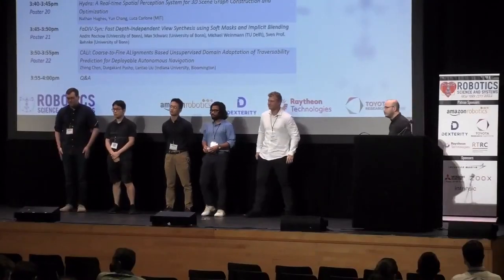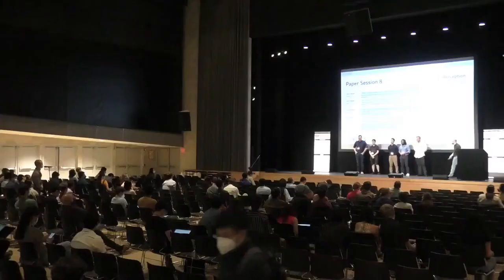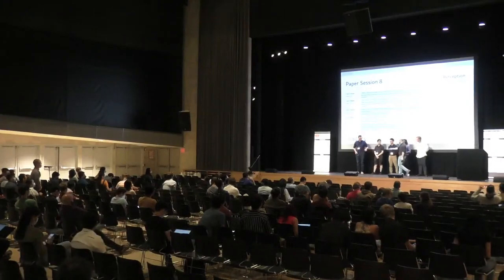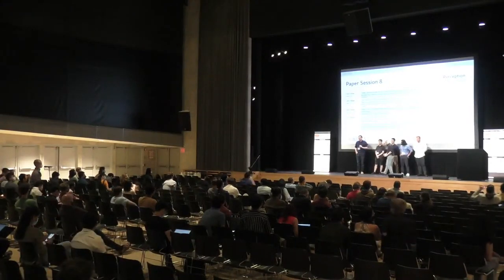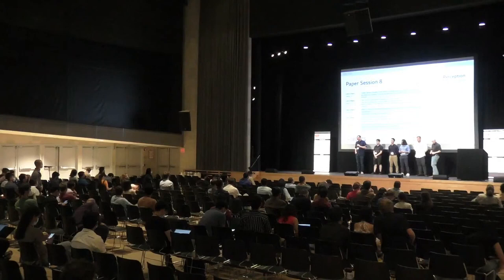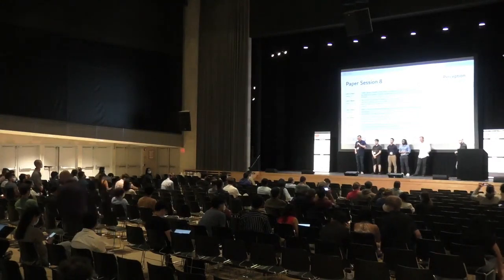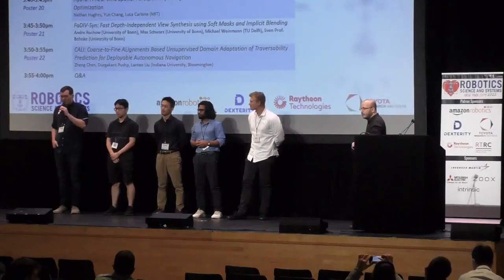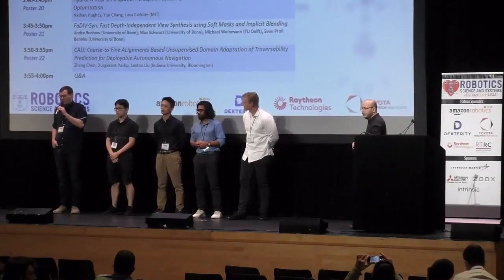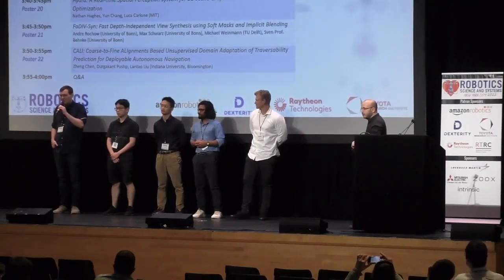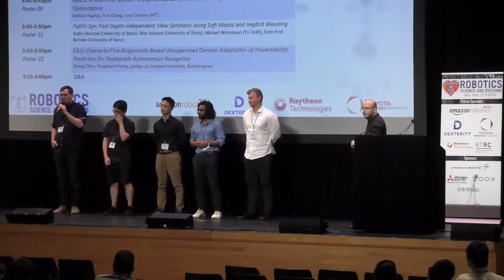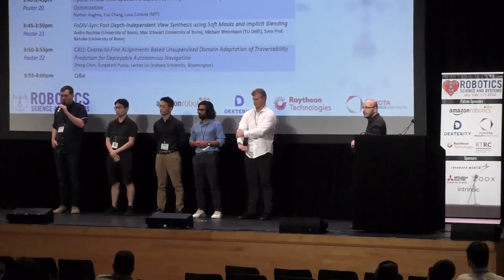I have a question for the Hydra paper. Does your scene graph currently consider dynamic objects? And if not, do you plan to work towards that direction? No, we don't actually explicitly consider dynamic objects yet, but that is definitely something we're very interested in for future work.